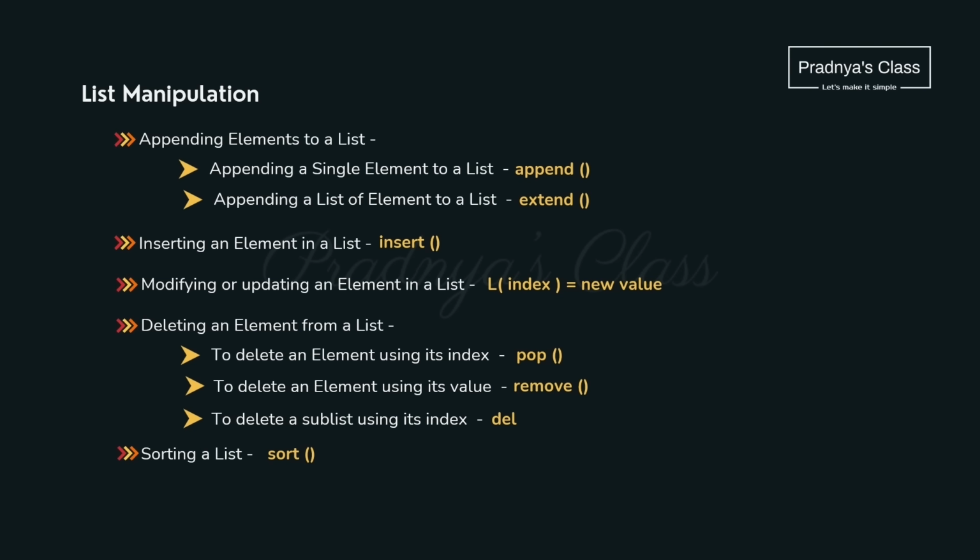Here is the summary of the different operations that we are performing on the list. We can append elements. For that we have two methods, append and extend. The append method will append a single element, whereas extend will append a list of elements. For inserting an element at a specified location, we have the insert method. If you want to modify or update an element in the list, then directly assign the value using the index. Here are some of the options to delete an element: pop, remove, del. If you want to delete all the elements, we have the clear method too. And if you want to sort the elements, we can use the sort method.